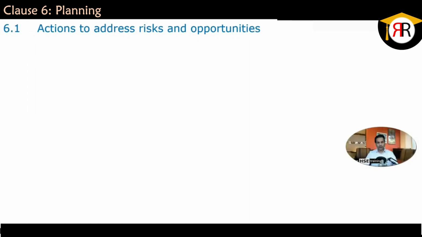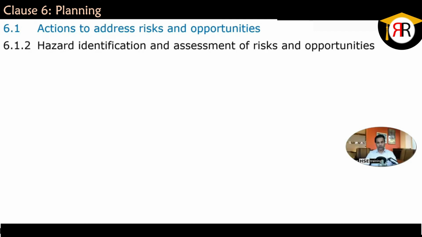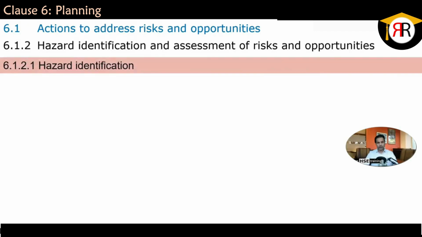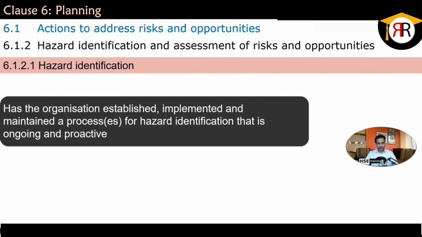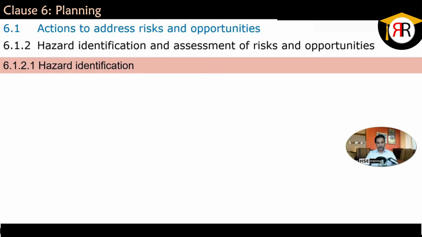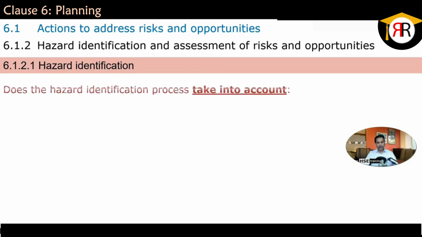Staying with the clause 6.1 and actions to address risks and opportunities, subclause 6.1.2 deals with hazard identification and assessment of risks and opportunities. We go another layer down on this and we look at hazard identification. And here, has the organisation established, implemented and maintained a process or processes for hazard identification that is ongoing and proactive? There's a lot of things that hazard identification needs to take into account.